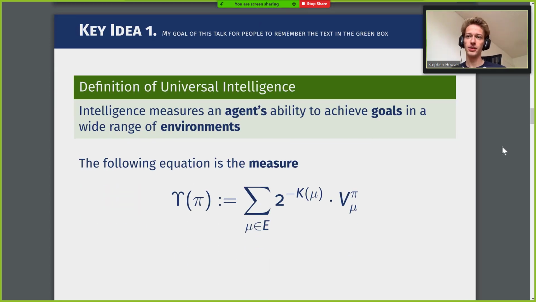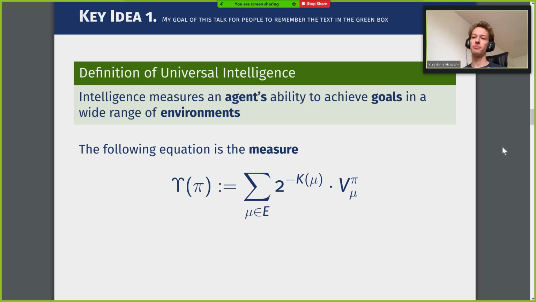Okay, so when we talk about measures, it's this equation. I'm probably butchering the name of the symbol, but it's upsilon, not epsilon, upsilon. At least that's what it is in LaTeX. Upsilon of pi is defined to be the sum over environments of 2 to the negative Kolmogorov complexity of that environment multiplied by the value of that environment following some policy pi, and pi is the agent.